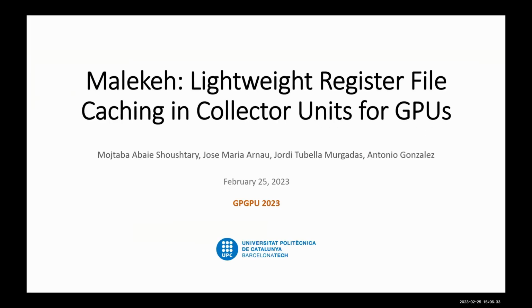Our next speaker is Mojtaba Shoushtary. He joined the Institute for Research in Fundamental Sciences, which is IPM, as a research staff in 2016. He has been pursuing his PhD in computer architecture at Universitat Politècnica de Catalunya since 2020 under the supervision of Professor Antonio Gonzalez. His research area is computer architecture and compiler optimization, specifically for GPGPU.